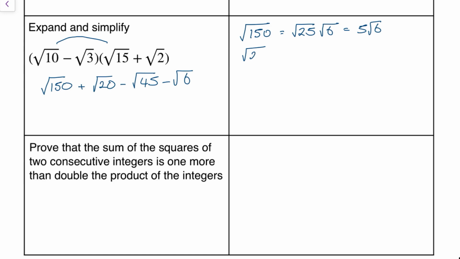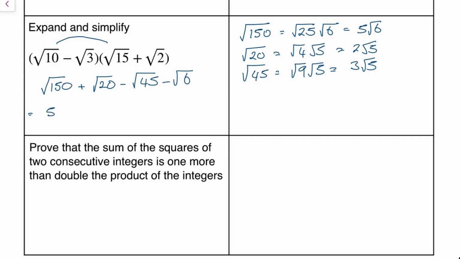I also know root 20 is the same as root 4 root 5. And again, a bit of experience gets me there this quickly, which is 2 root 5. Root 45, well, that's the same as root 9 root 5, so it's good that I've got some more root 5, so that's 3 root 5. And root 6 is just root 6, I can't do anything with that. So if I simplify this down, root 150 is 5 root 6, root 20 was 2 root 5, root 45 was 3 root 5, and root 6 is root 6.